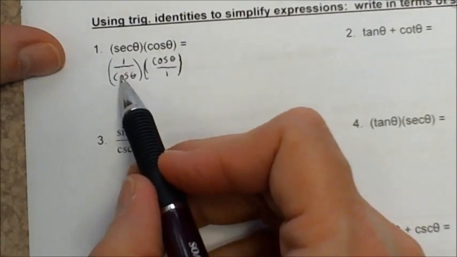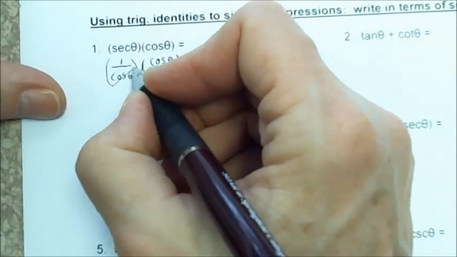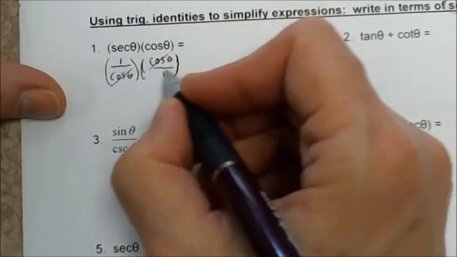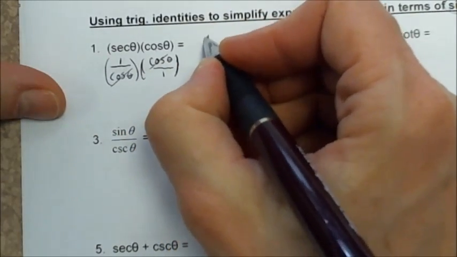So we have 1 over cosine times cosine over 1, and cosine of theta is like a variable. You can just cancel those out, and this becomes 1 times 1, which is equal to 1.